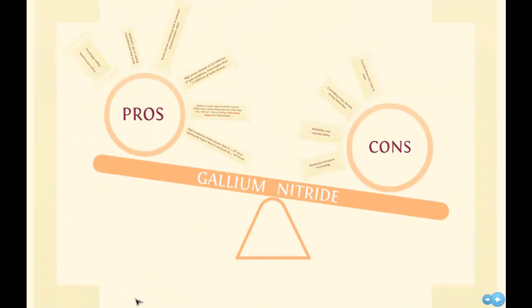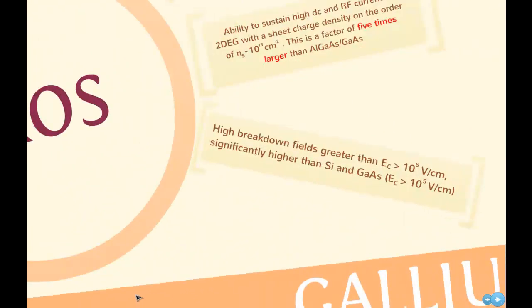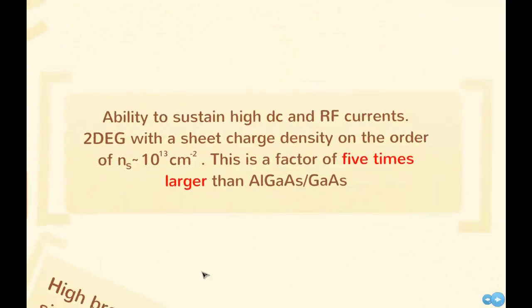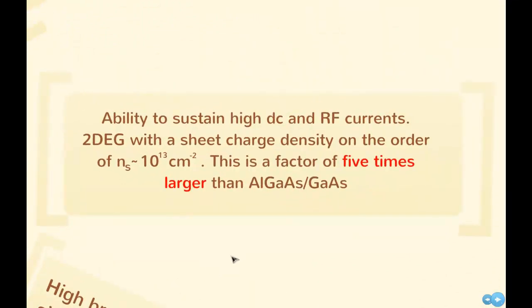So, what are the pros and cons of gallium nitride? The pros first. Obviously, we have a high breakdown field, as we described earlier, an order of magnitude higher than that in silicon and gallium arsenide, and hence we can apply a much larger voltage across the terminals of the device. Also, we have the ability to sustain high DC and RF currents. This is thanks to the 2DEG, the two-dimensional electron gas, which has a sheet charge density of the order of 10^13 per square centimeter.